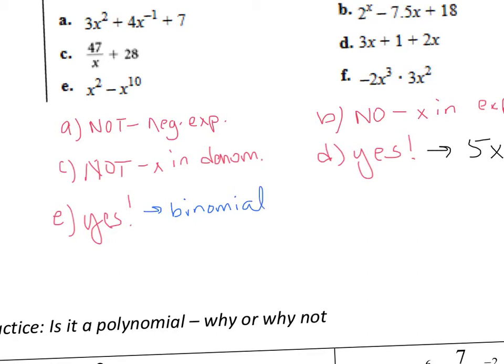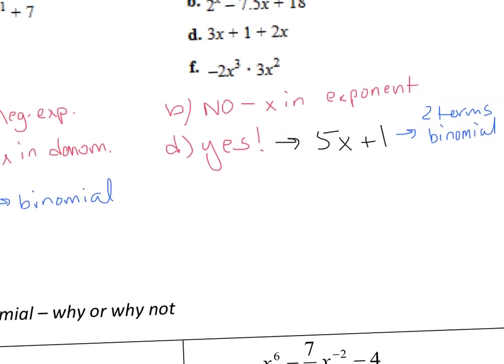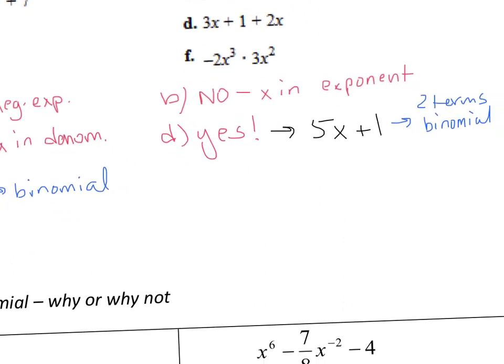Our last part here, F, negative 2x to the 3rd times 3x to the 2nd. Going through our test, any variables in the exponent? No. Any variables in the denominator? No. Any negative exponents? No. Any fraction exponents? No. So we do know that it is a polynomial.